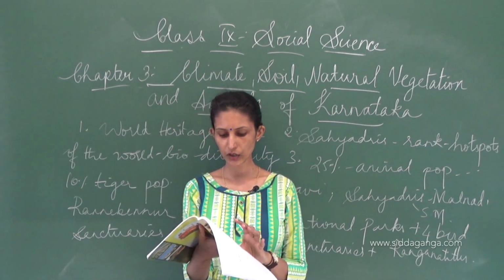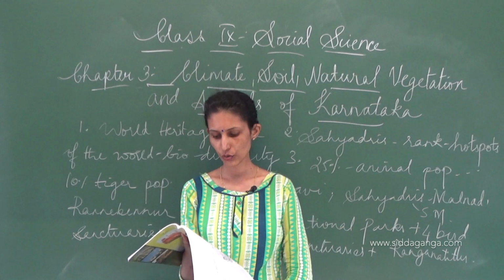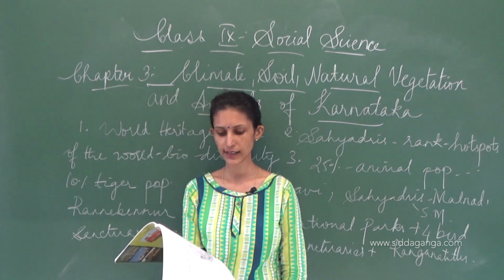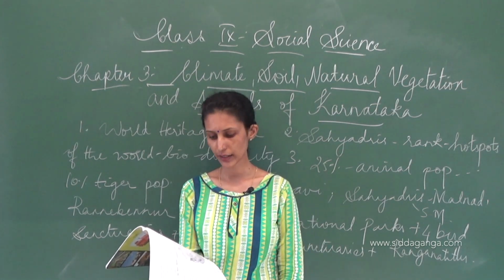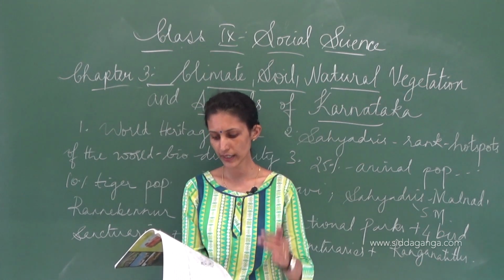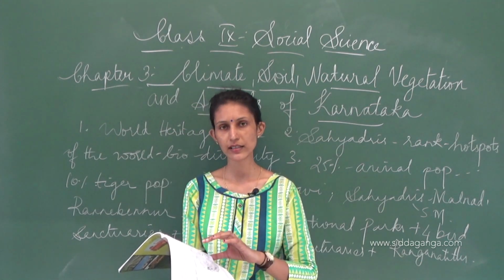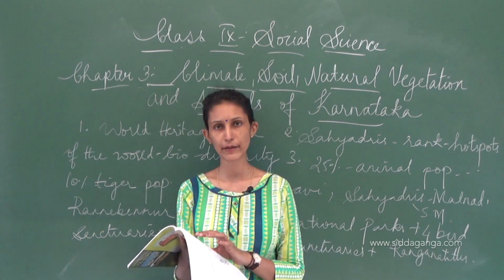What can be grown here? Ragi, jowar, bajra, millets, pulses, tobacco and groundnut. This is found more in southern Karnataka. Now these crops are all rain fed, they need water.